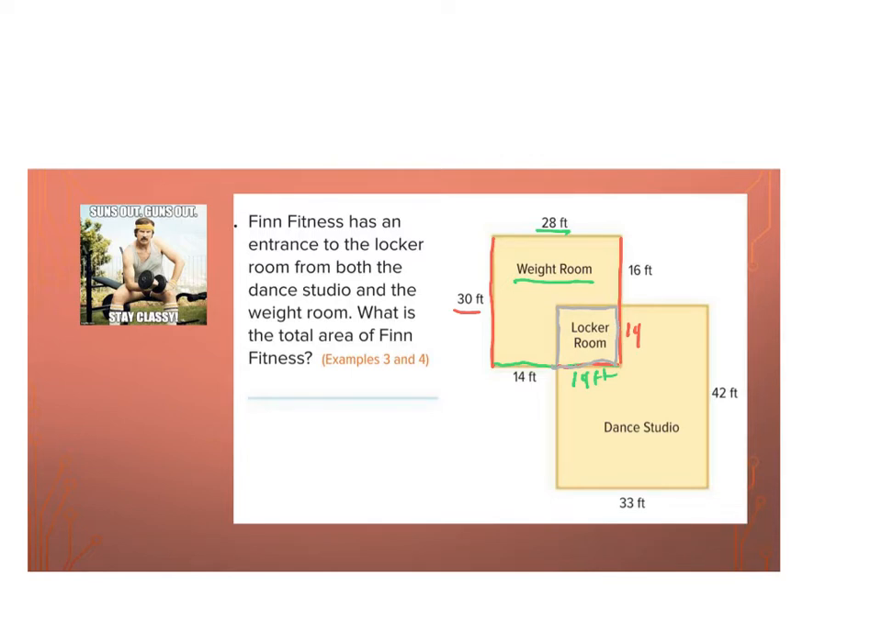All right, now let's look at the dance studio. You see that this segment right here is 42 feet, which means the opposite side also has to be 42 feet. And since we know it's a square, this is 14. 42 minus 14 is 28. So this red segment is 28. This gray segment is 14.